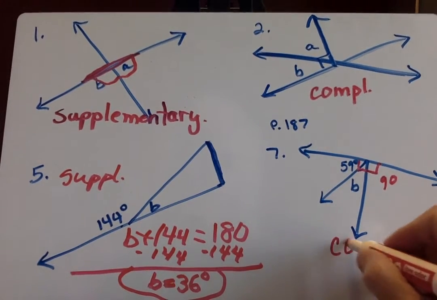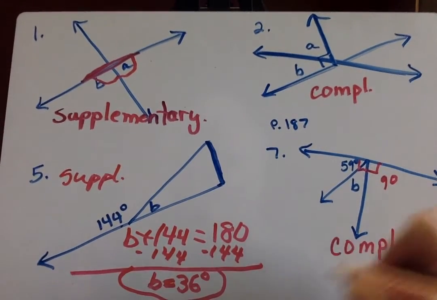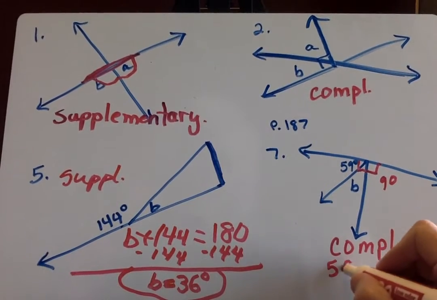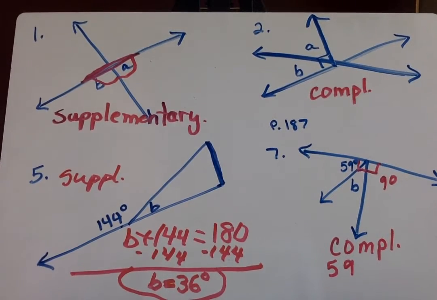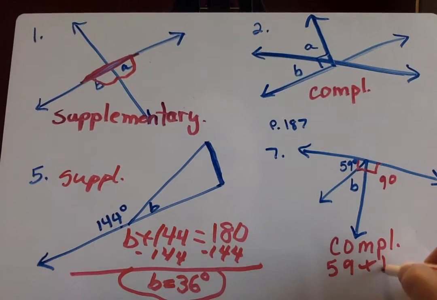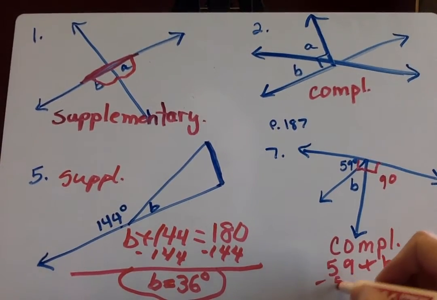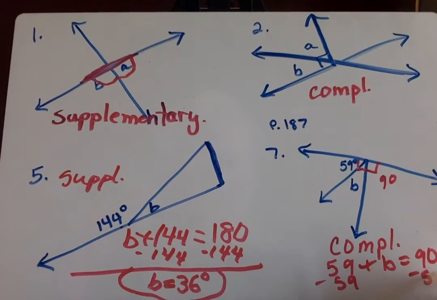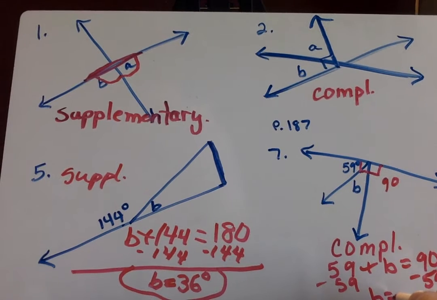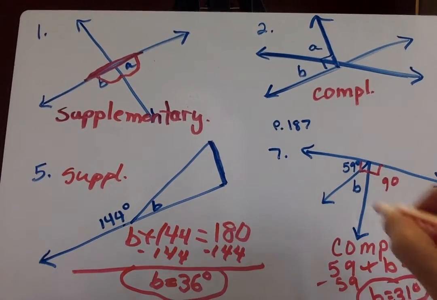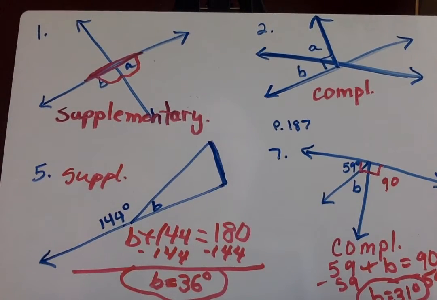So it's going to be complementary, and we're going to say 59 plus B equals 90 degrees. Then I subtract 59, and B equals 31. And the way I can check that is by saying, does 31 plus 59 equal 90? And the answer is yes.